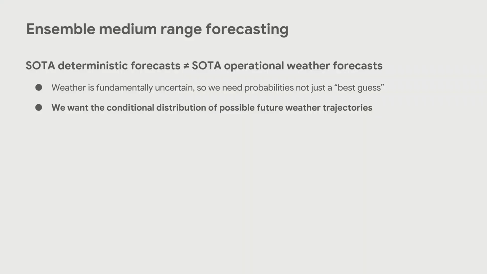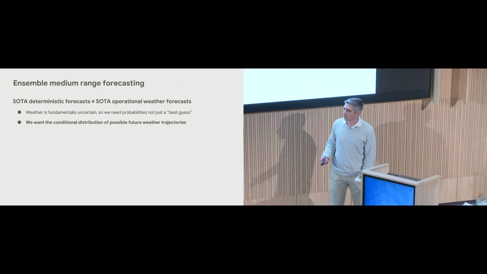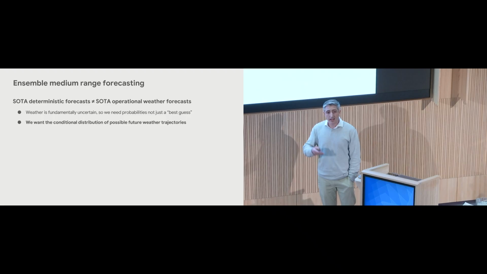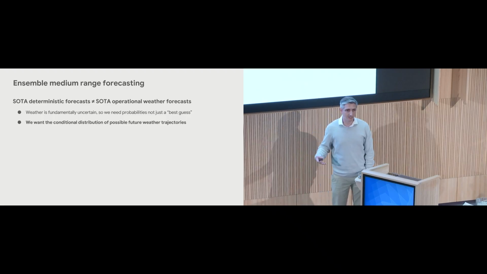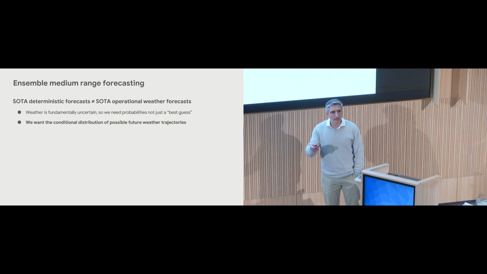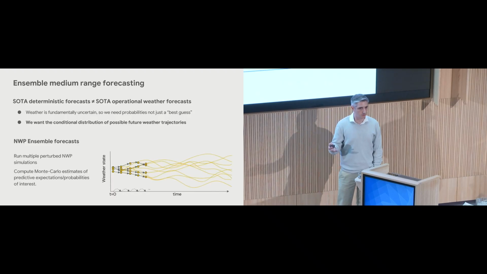The weather is inherently uncertain. It's not predictable exactly. And so what we don't really want necessarily is just a best guess of what the atmosphere will be. We want to understand the conditional distribution over future weather trajectories, so we can calculate the probabilities of different scenarios. Again, you heard a little bit about this yesterday, and this is called ensemble forecasting. And this is why state-of-the-art deterministic forecasting is not the same thing as state-of-the-art operational weather forecasting. Because in reality, in an operational setting, we rely on ensemble forecasts.